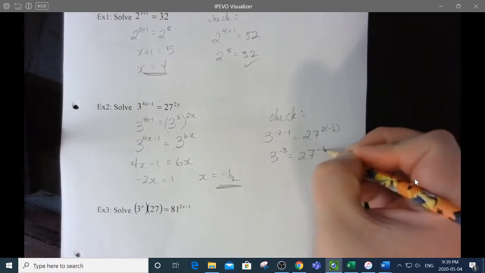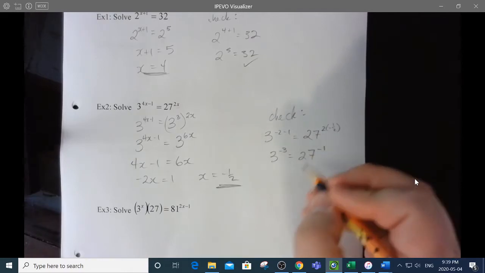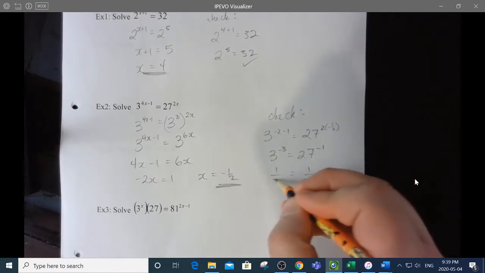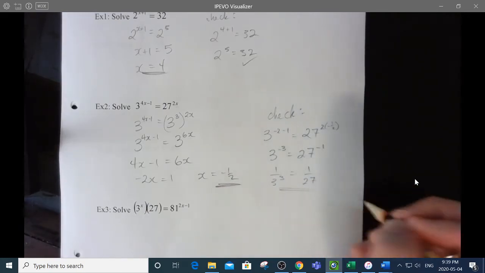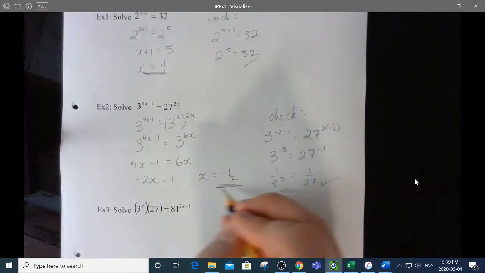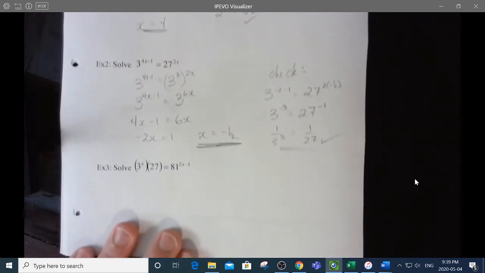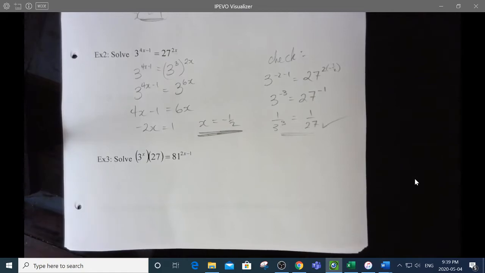to the negative 1. And remember what exponents that are negative do? They make reciprocals. And that would be 1 over 3 cubed. And yes, those two things are the same because 3 cubed is 27. So yep, that's my answer. Cool, huh? All right, let's look at example 3.